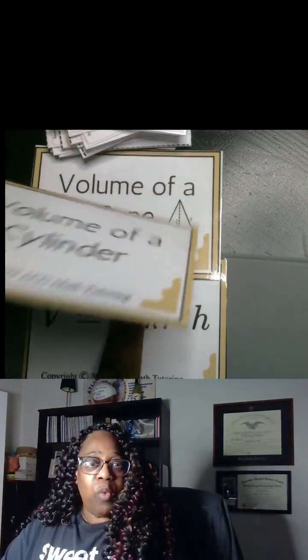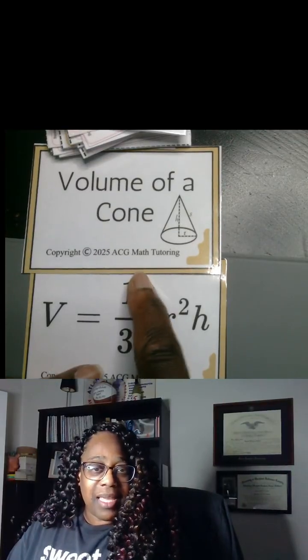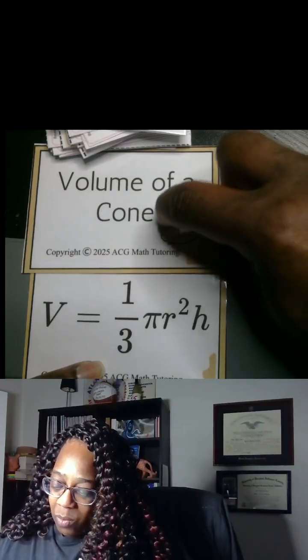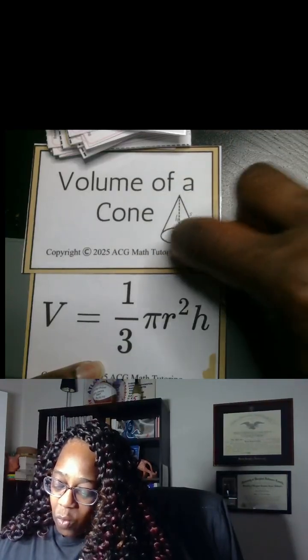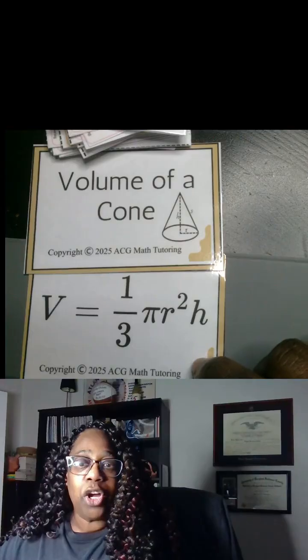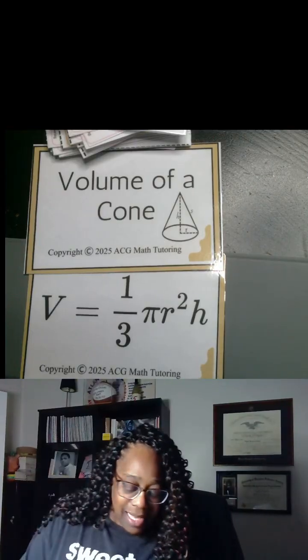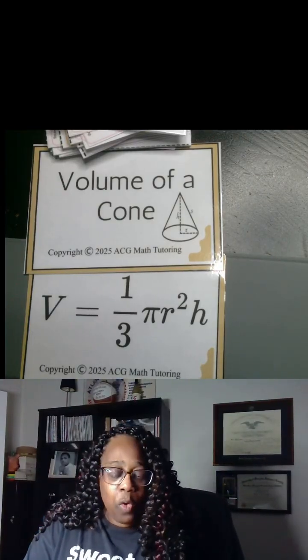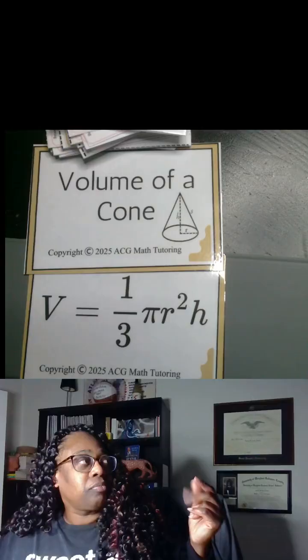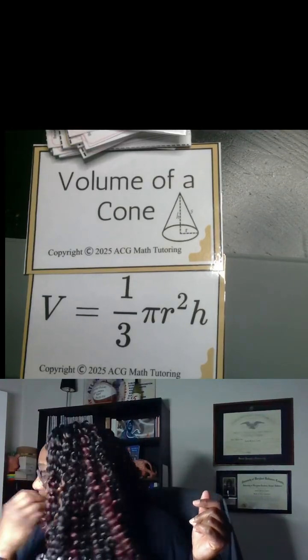But if I take 1/3, that means we're only going to focus on 1 out of the 3. That's when we get a cone. The same exact thing happens when you're doing a pyramid.